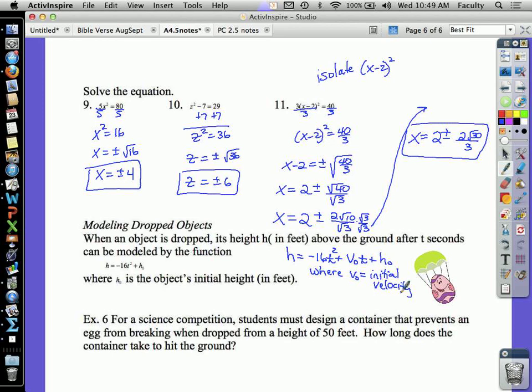All right, in example 6, it says, for a science competition, students must design a container that prevents an egg from breaking when dropped from a height of 50 feet. How long does the container take to hit the ground? So let's start with the formula that they gave us, and let's play the what do we know game. Okay, here's our formula. If you reread the problem, what do we know? It's dropped from a height of 50 feet.